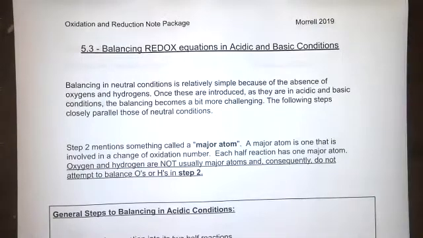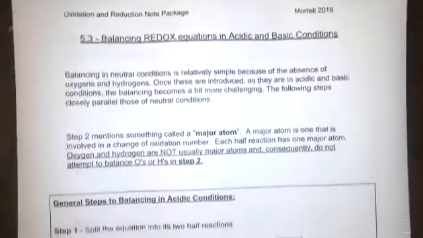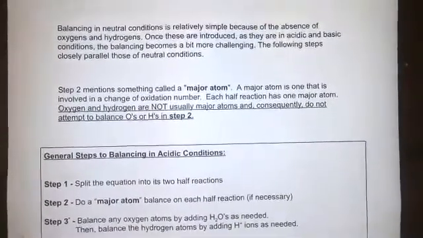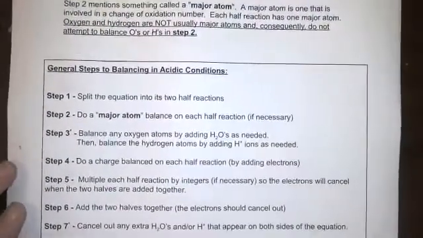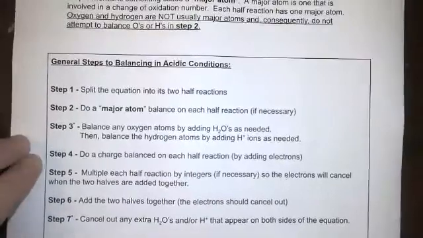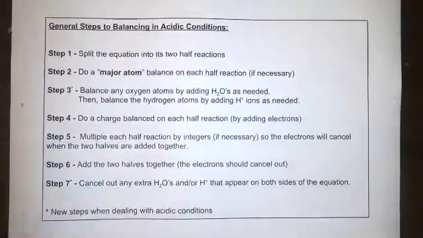So we're going to follow the same steps, very close to those of our neutral conditions, with just a couple extra steps. In step 2, when I mention something called a major atom, I'm just talking about an atom that is involved in a change of oxidation number. So we're not dealing with the possibility of oxygen and hydrogen atoms here unless they're the ones being either oxidized or reduced. So these are the steps, and some of these are going to seem very familiar from our last section.